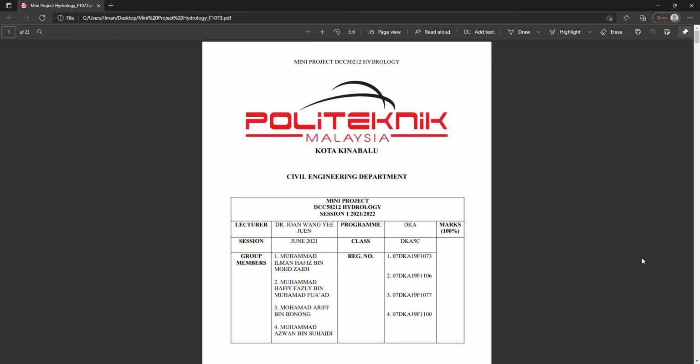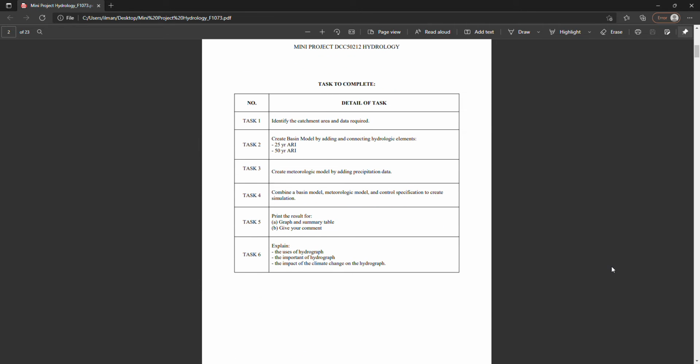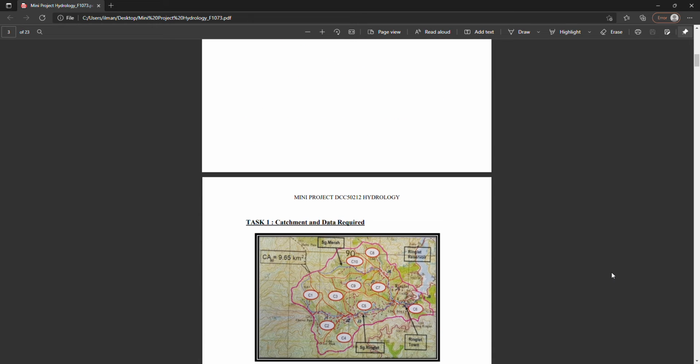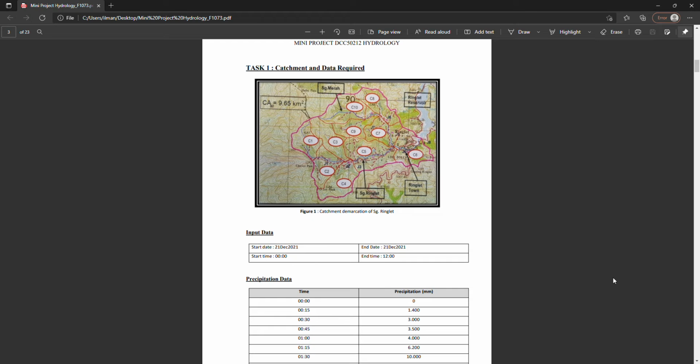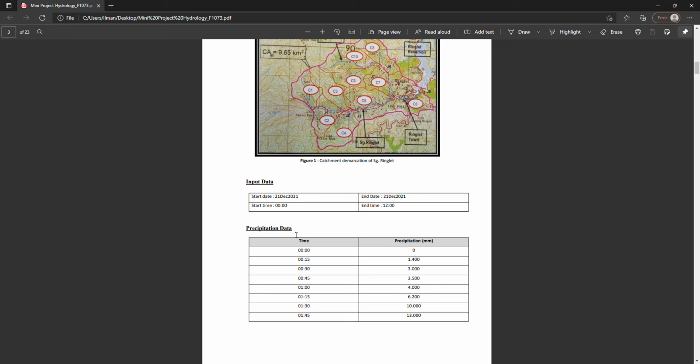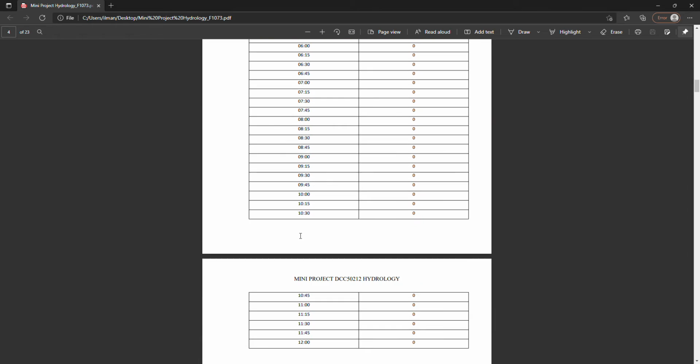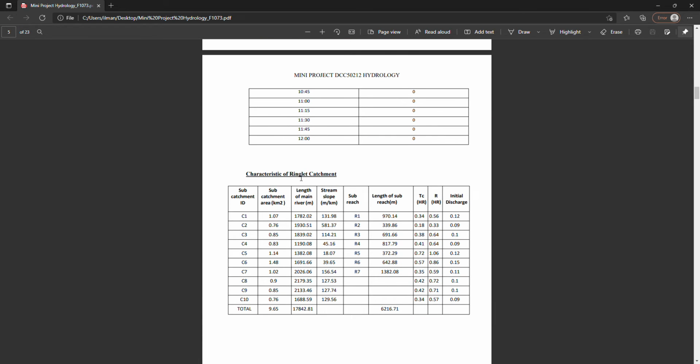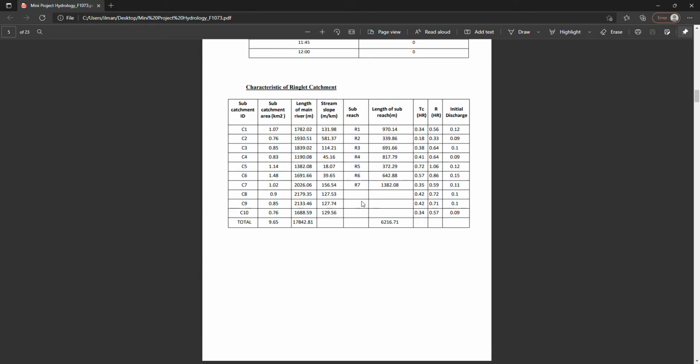So this is the presentation for the mini project, Hydrology DCC 50212. We are given 6 tasks to complete. For task 1, catchment and data required. Figure 1 shows the catchment demarcation of Sungai Ringlet. This is the input data, precipitation data, and characteristics of the Ringlet catchment.